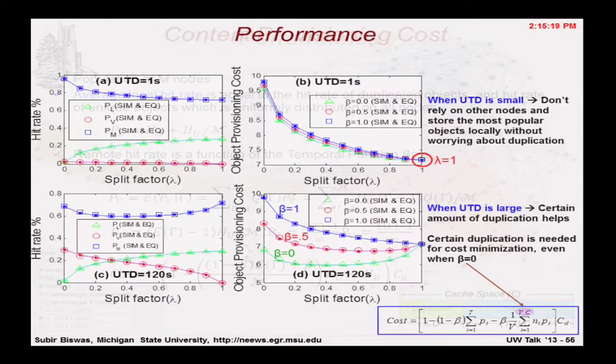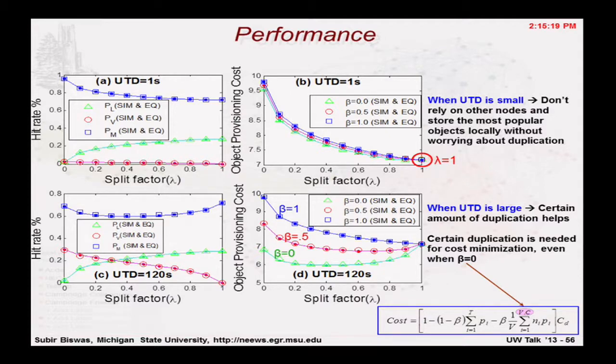So we use a similar formulation. Okay, so here is what happens. If you look at the top right graph, the UTD is 1 second, meaning that when I want to get an Amazon book, the maximum duration that I'm ready to wait is 1 second, okay? So if I don't get it in 1 second, then I'm going to get it directly from the server, right? But maybe there are some people who are more tolerant. They say, okay, I can wait for 10 minutes before I get the content, right?